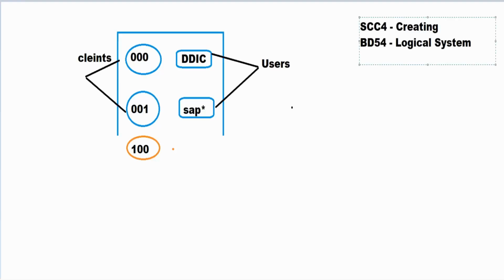As we know, a client is an independent entity or logical entity in a system, so it has some logical information. We create a logical system for this client for the unique identification of a system. While creating the logical system, we will see how it is unique to another client. First of all, I'm creating a new client with SCC4.